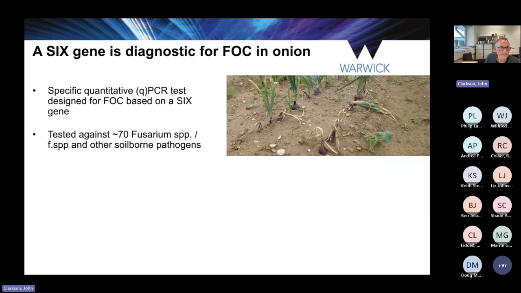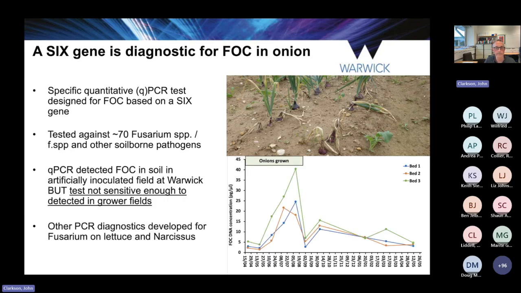Okay, so moving on to more practical applications, what we wanted to do was develop a diagnostic for FOC in onion. We did this based on one of these genes, and we developed a specific quantitative PCR test. We tested it against lots of different Fusarium species and other forma speciales and found it was quite specific. So that was good news.